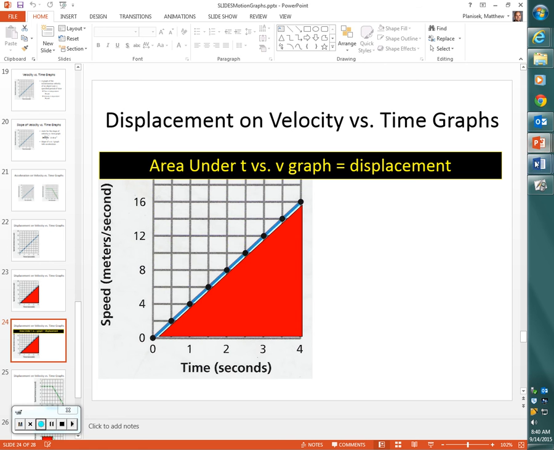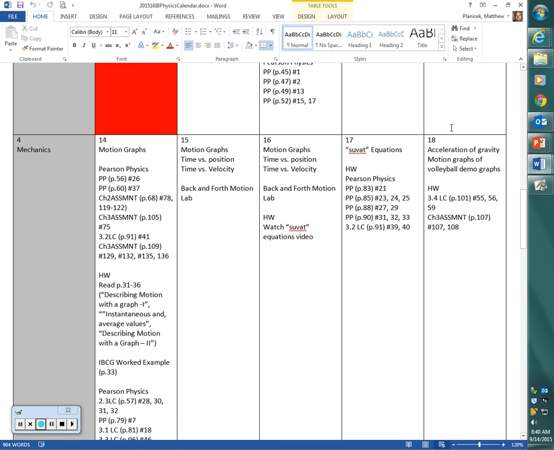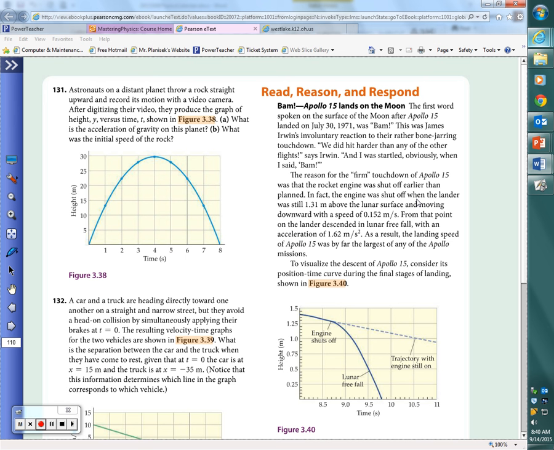For instance, if you would please flip your book to page 91. Page 91.